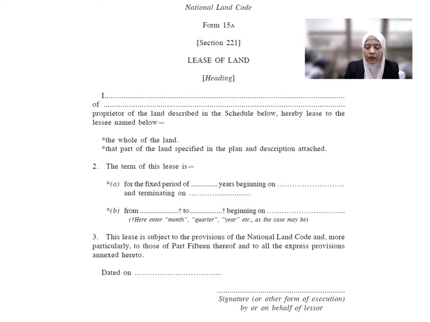So this is what a lease form looks like. On this slide, we can see Form 15A, which is lease of land. Here you can see the name of the writer, address. You can lease to the lessee the whole of the land or part of the land. Compare this with transfer: for transfer, this cannot be done for part of the land. The term of the lease, term means the length, can be for a fixed period of how many years, beginning when, terminating when, from what date to what date. Here it can be monthly or quarterly, as the case may be. And that's it for lease.